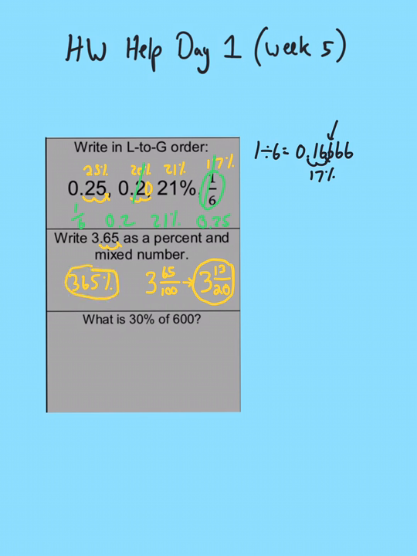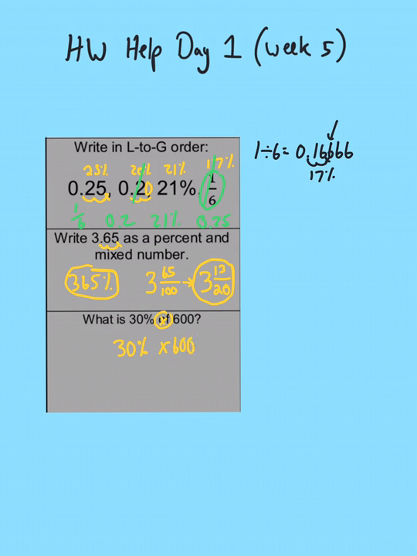Last, what is 30% of 600? Percent of a number is really easy if you have a calculator. The one thing you need to know is the word "of" means multiply in math. So for 30% of 600, if you have a calculator with a percent button, you can just type in 30% times 600, but you need the percent sign.